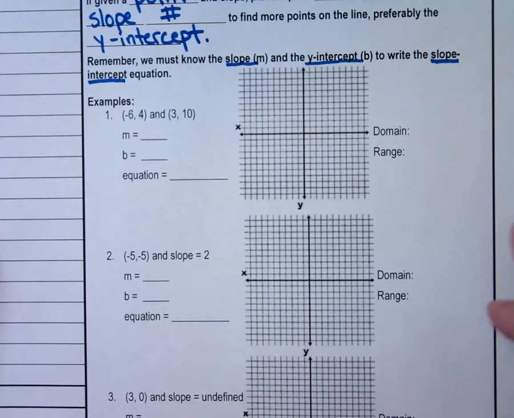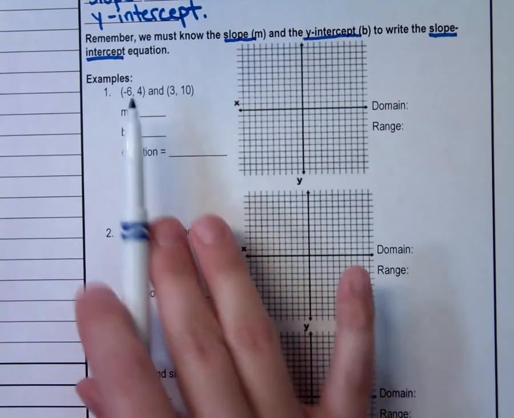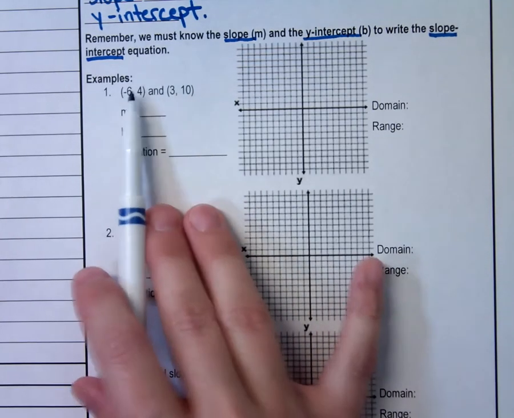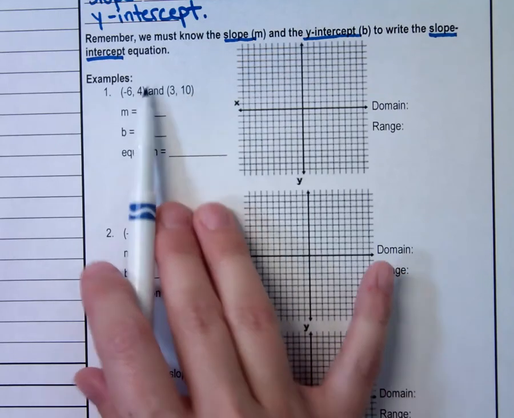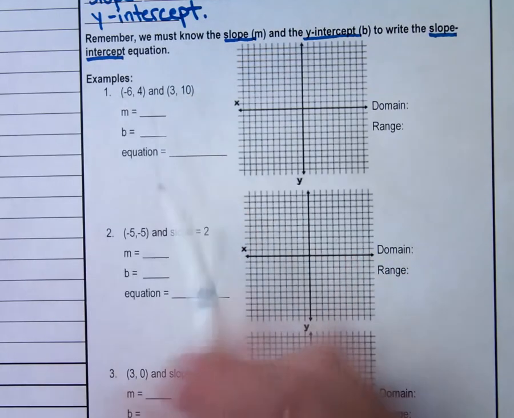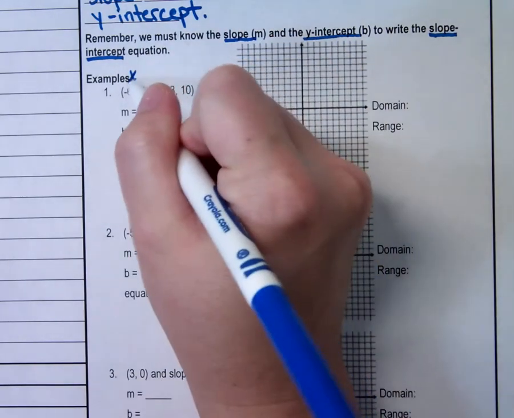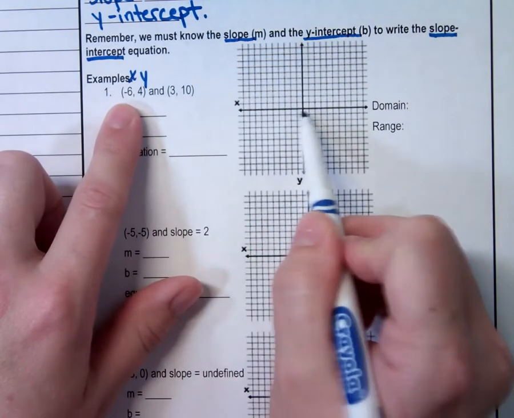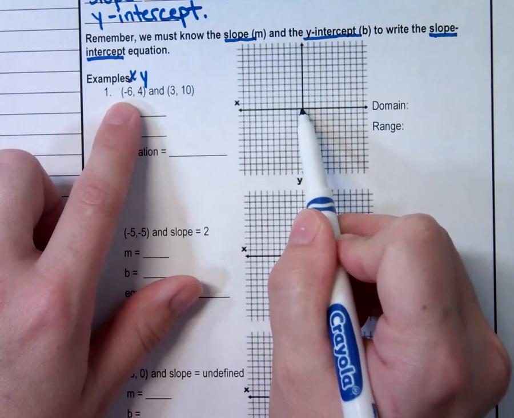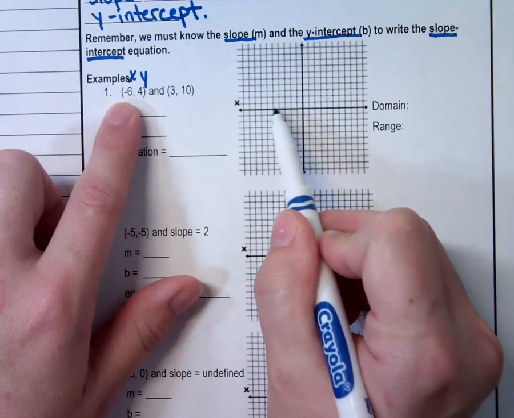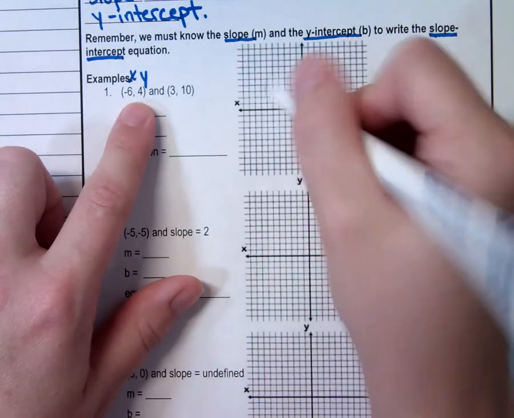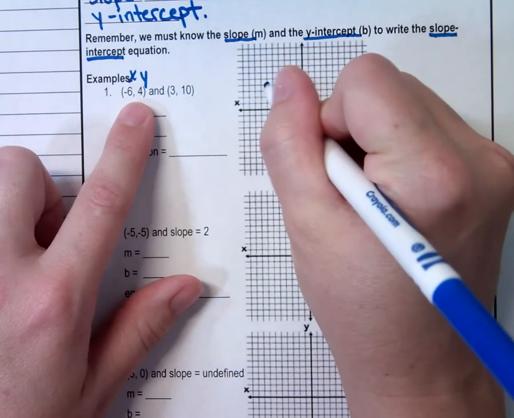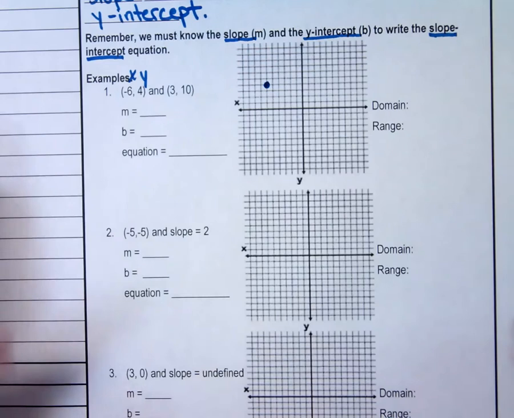Okay, let's look at this first example. It gives me 2 points to plot. So like it said up above, if I'm ever given a point to plot, I want to plot them. So let's plot negative 6, 4. Remember, negative 6 is the x-coordinate and 4 is the y-coordinate. Since the x-axis runs left and right, that negative 6 is telling me to go left 6. So 1, 2, 3, 4, 5, 6. And the y-coordinate is telling me to go up 4. 1, 2, 3, 4. So that's my point, negative 6, 4.